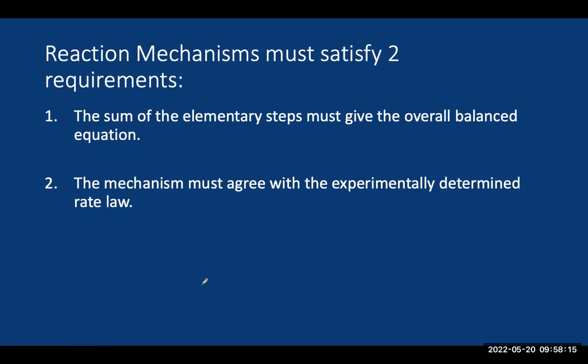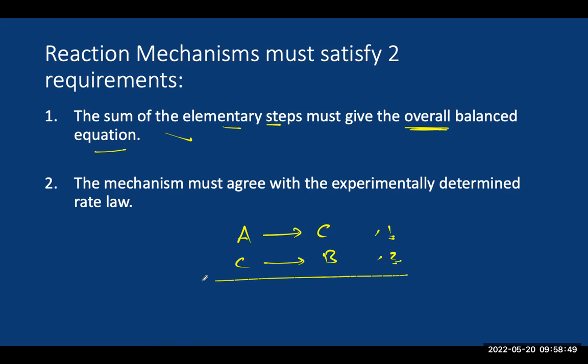Okay, so this will give us two requirements that we can use to verify each mechanism and see if it's valid or not. Okay, so we have two steps. The first one, we should add all the elementary steps for this mechanism. And if we add all the elementary steps together, we will reach the overall reaction. So this should be the first requirement done. So we will add all the reactions, like A will give C and C will give B. So this is the first step and this is the second step. So we will add these steps together.